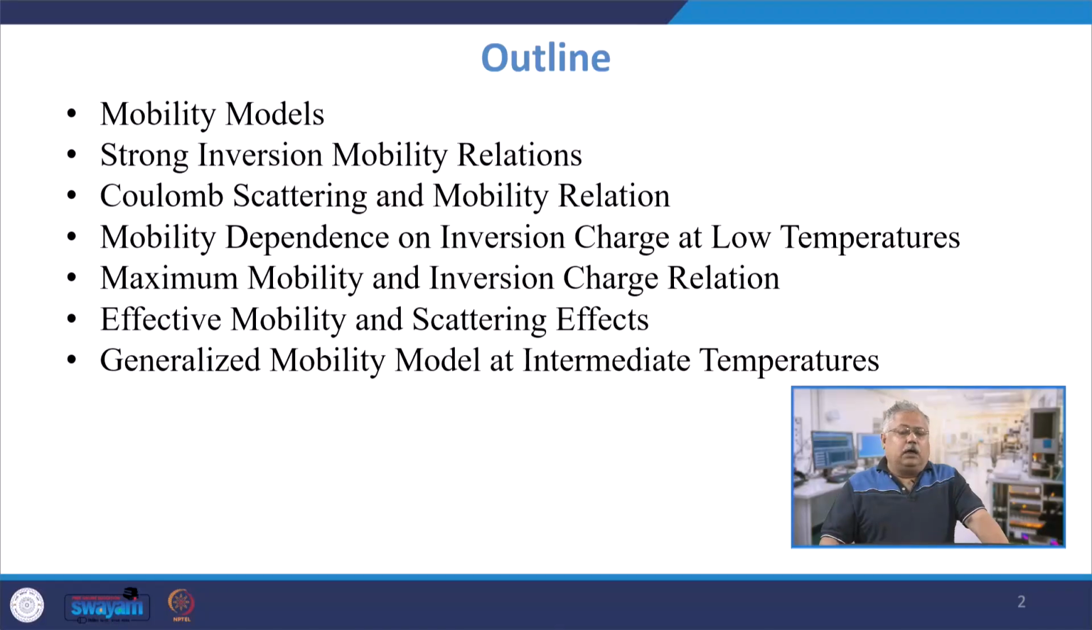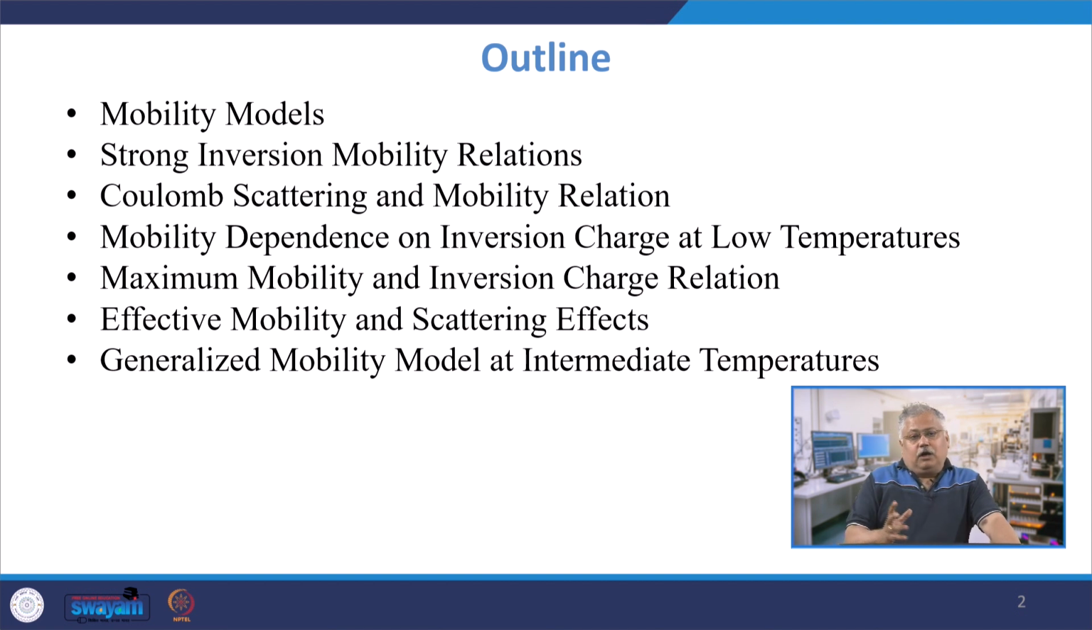The outline for this talk is that we will look into various mobility models and strong inversion relationships as far as mobility is concerned. We will look into Coulomb scattering and its mobility relationship, and then the dependence of mobility on inversion charge at low temperature. We will also look into effective mobility and generalized mobility at all the intermediate models. By the end of this lecture, I will have a generalized mobility model for a large temperature range, right from cryogenic to room temperature.